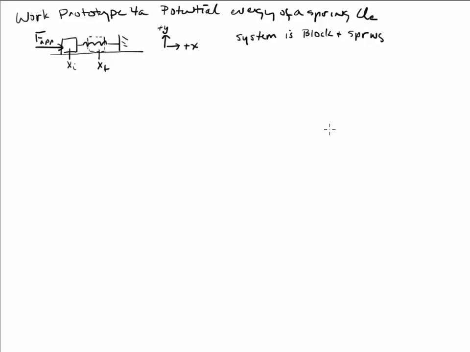So we have here a force applied, an external force. The system is the block and the spring. So a force comes from outside the system and compresses the block and spring from the initial position xi to the final position xf. And I show on here the positive x direction and the positive y direction.